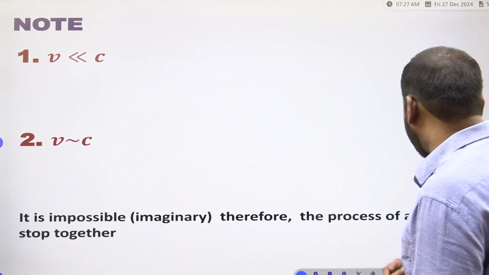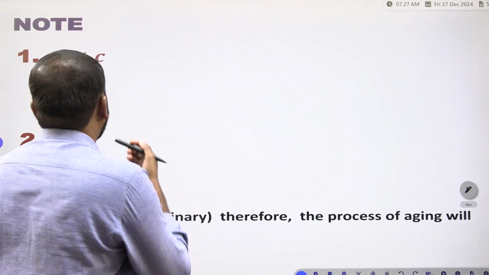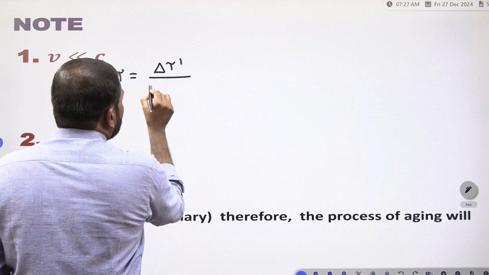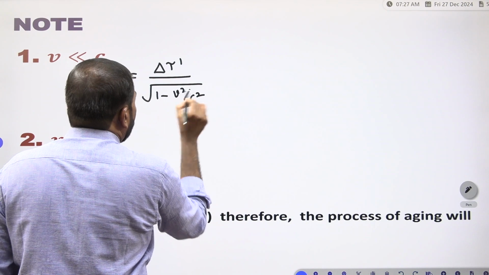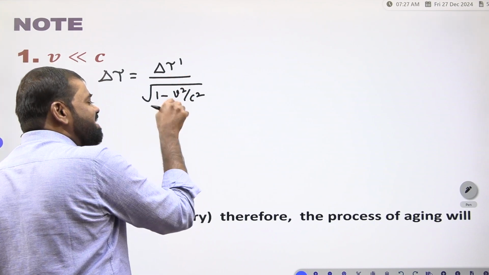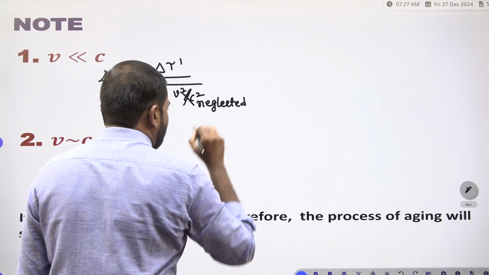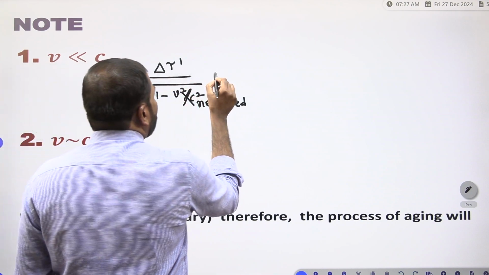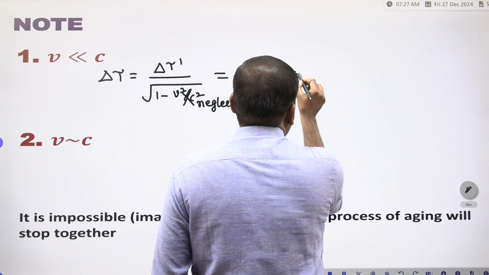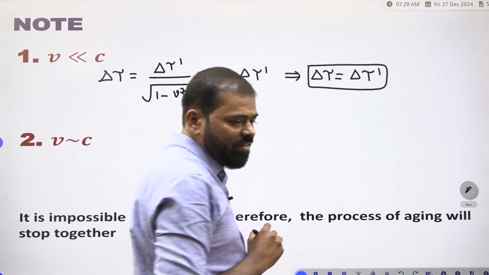Not only this, there is one more conclusion you have to see. If v is much less than c, delta tau is equal to delta tau dash divided by the square root of 1 minus v square by c square. Since v is much less than c, v square by c square is very small, so in the denominator you have to neglect it. Therefore, only delta tau dash will remain. So, if v is less than c, improper time is equal to proper time. That is a very important concept.